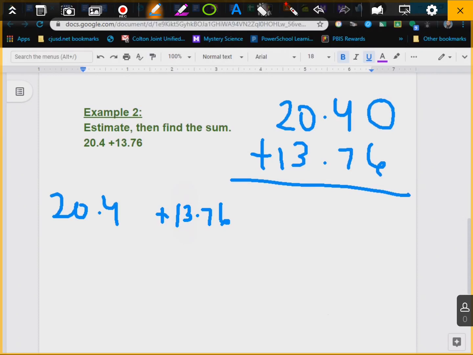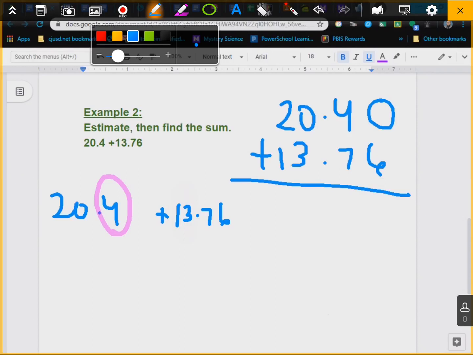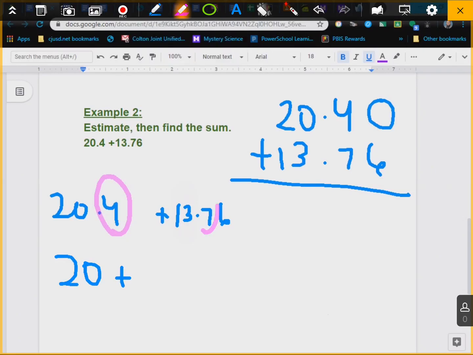If I was to estimate according to the nearest whole number, the 4 would tell the 20 to stay the same, and the 7 would tell the 3 to move up to 4, making it 14. So my estimation is 34.